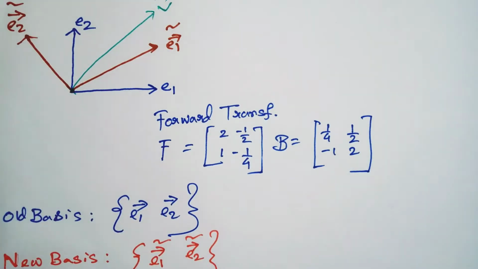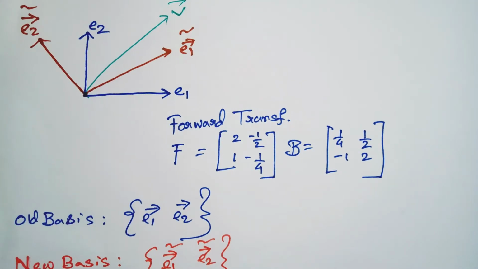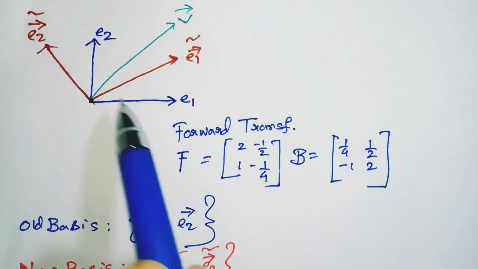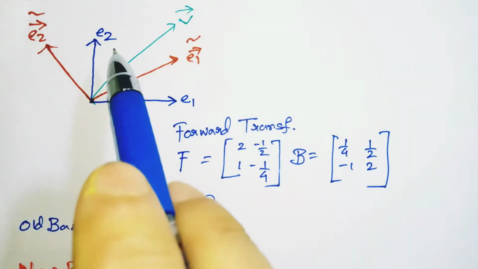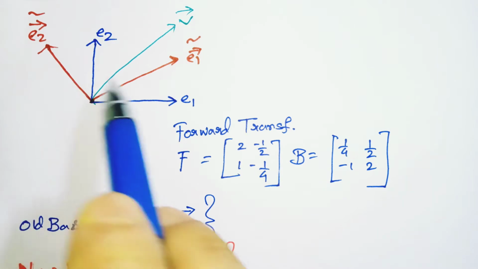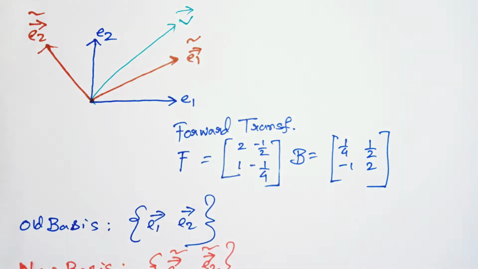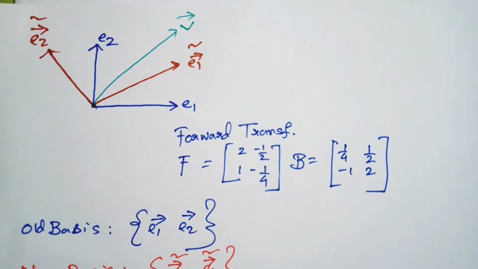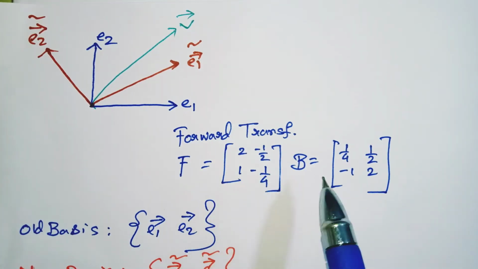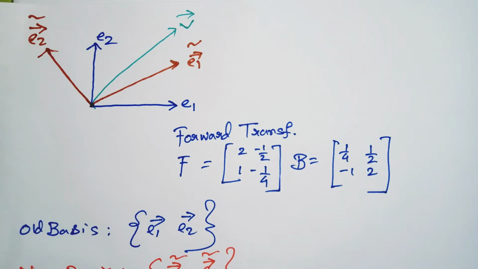This is the first part which I would like to show you, where I have drawn the earlier diagram. Now you see here the blue arrows, E1 and E2, are the two old basis vectors which we already know, and E1 tilde and E2 tilde are the new basis vectors. V1 is the vector which we have drawn. From the earlier video, you have noticed that the values that we got for the forward and the backward transformations are respectively 2, 1, minus half, minus 1, 4. The backward transformation, denoted by this letter B, is 1/4, minus 1, half, 1 half and 2.